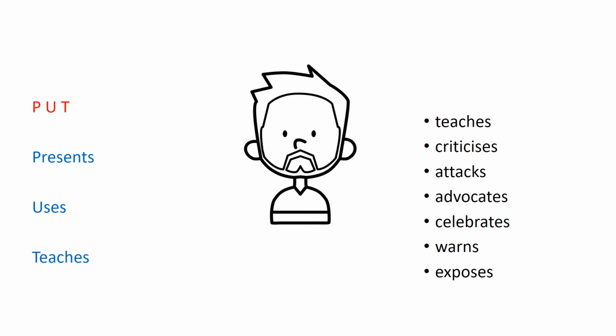So just to revise what we've looked at. When looking at the poetry and writing your paragraph, what you've got to do then is use the structure. So think about how it presents the issue. What does the writer use? So those are your choices. And what is the writer teaching us? And when you're looking at the teaching us, think about these words: teaches, criticises, attacks, advocates, celebrates, warns, and exposes.